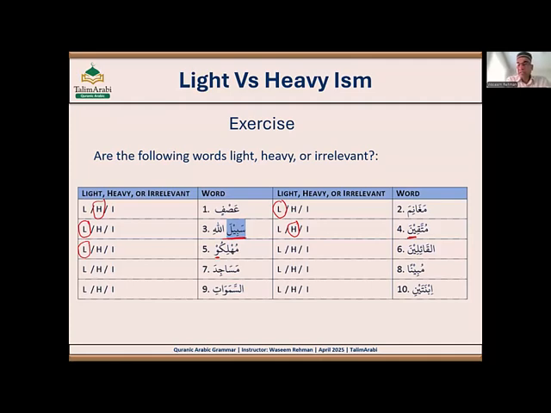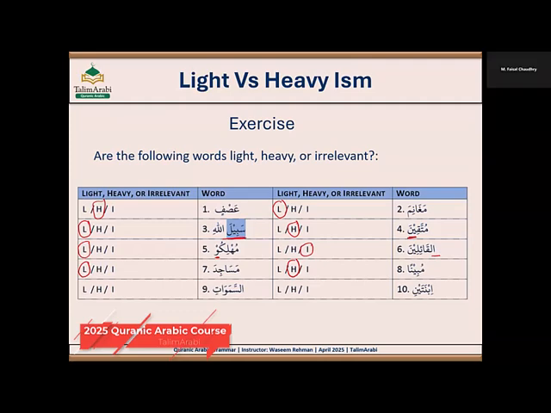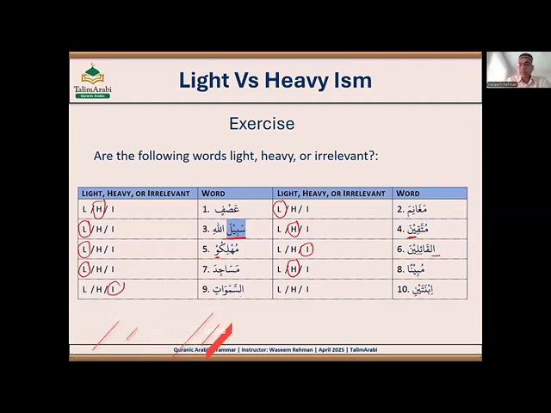Al-qailina. Light, heavy, or irrelevant? It's irrelevant, because there is an al at the beginning, so we are not going to go into the discussion of light and heavy. Masajida. It should be light, yes. Mubinan. Heavy, because of the tanween. As-samawati. Irrelevant, because of the al.